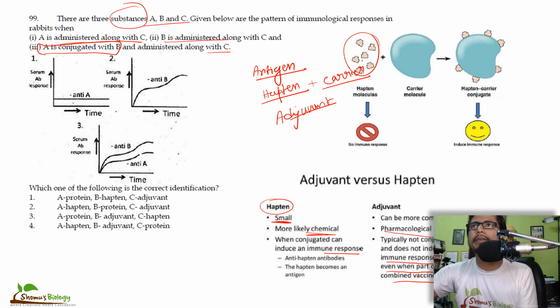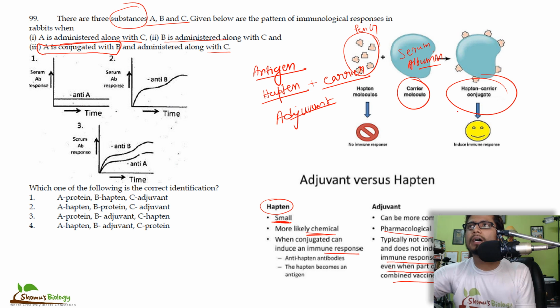So this is a hapten, a very small molecule that fails to elicit any immune response. The carrier molecule is huge. So let's say penicillin G is a hapten, which cannot produce an immune response. The carrier molecule is serum albumin. So together they form a hapten carrier conjugate, and they can induce an immune response.